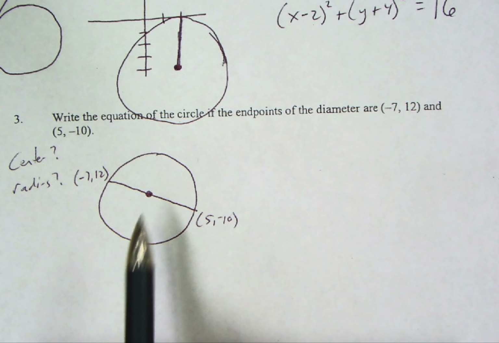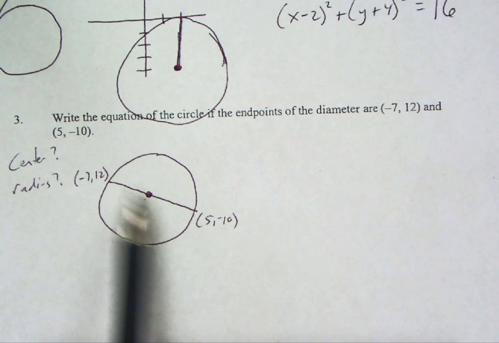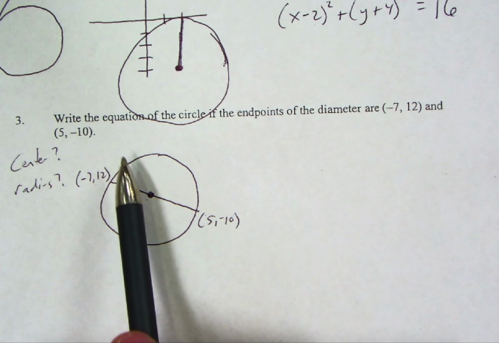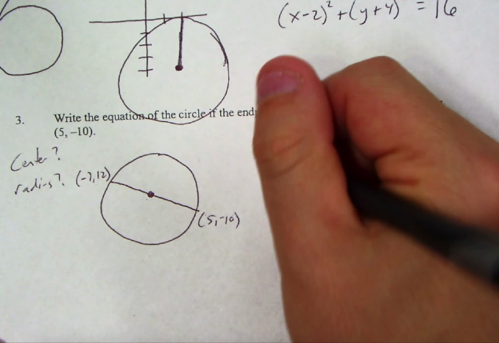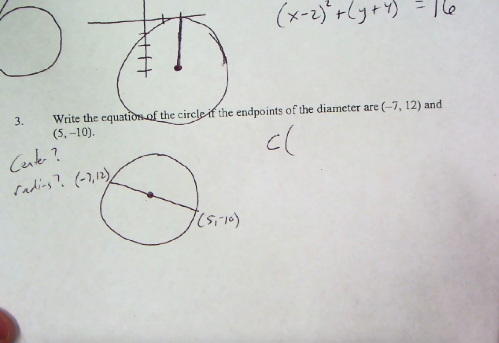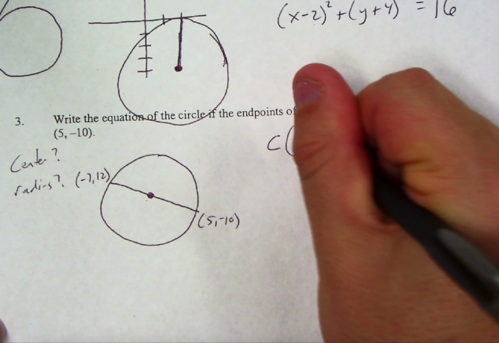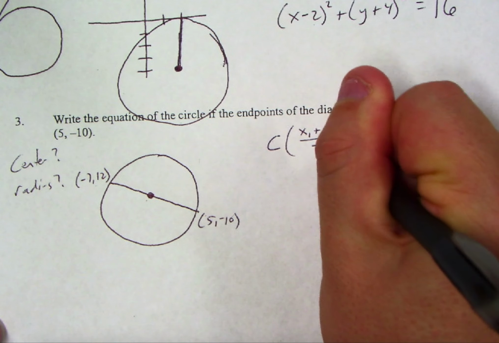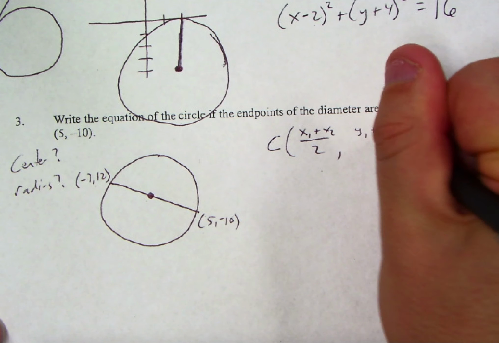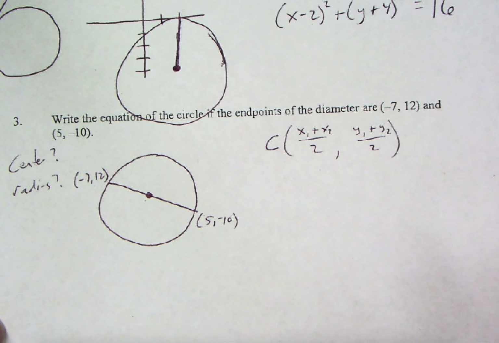We need to find the center. Well, the center is right in the middle of these 2 ordered pairs. So the center is smack dab in the middle. That's the midpoint formula. So our center is going to be the midpoint formula. If you remember the midpoint formula, you add your x's, divide by 2. You add your y's, divide by 2.